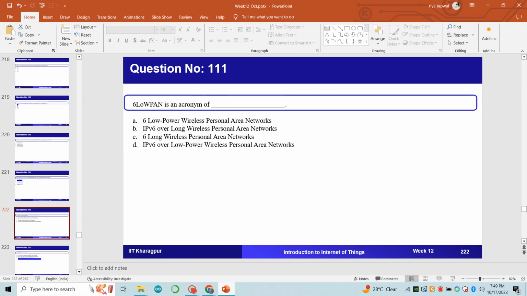Next question is, 6LoWPAN is an acronym of, options are 6 low power wireless personal area network, IPv6 over long wireless personal area network, 6 long wireless personal area network, IPv6 over low power wireless personal area network. Answer A. D, ma'am, D. D is correct, right. IPv6 over low power wireless personal area network.